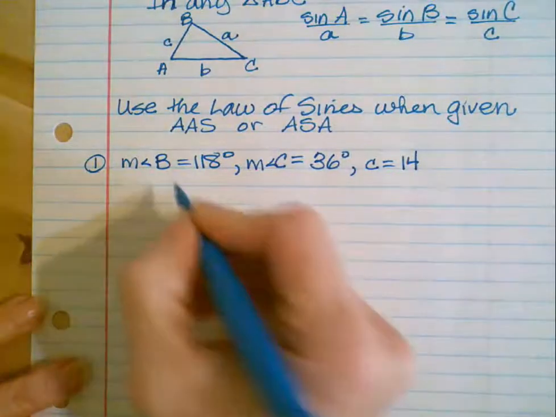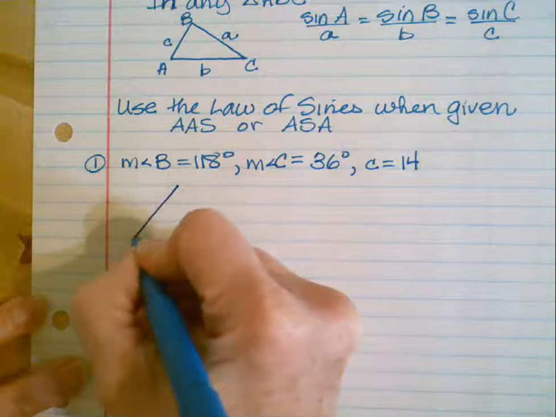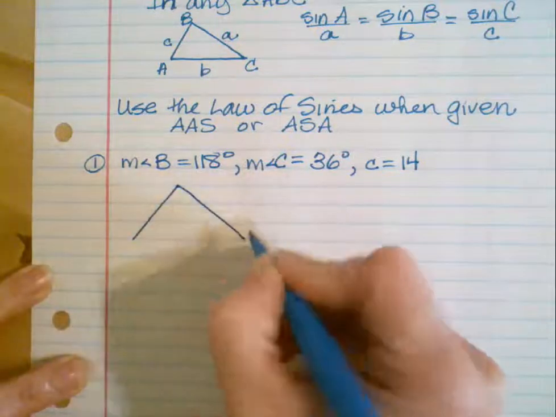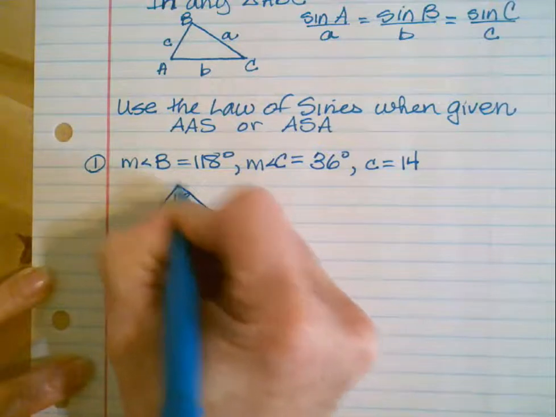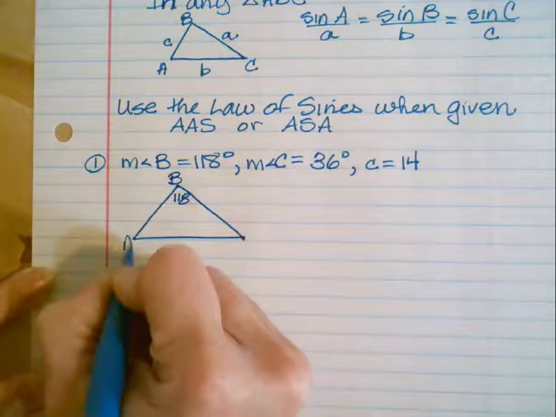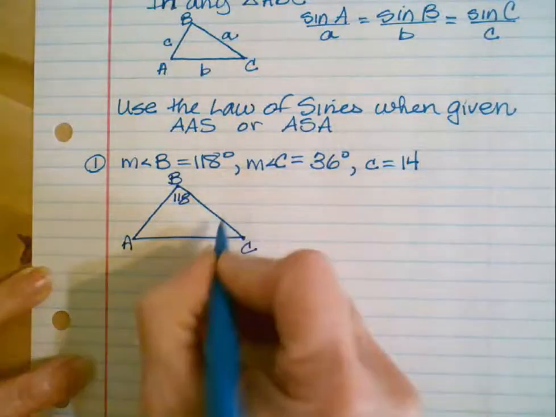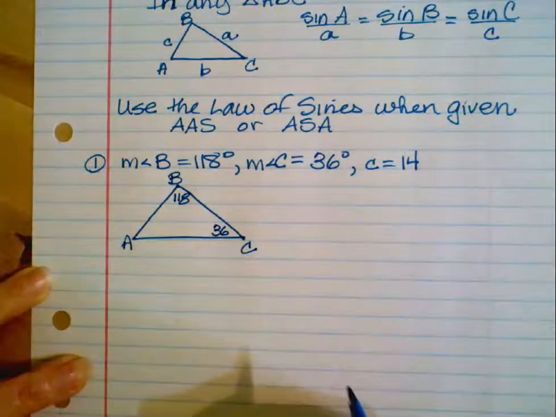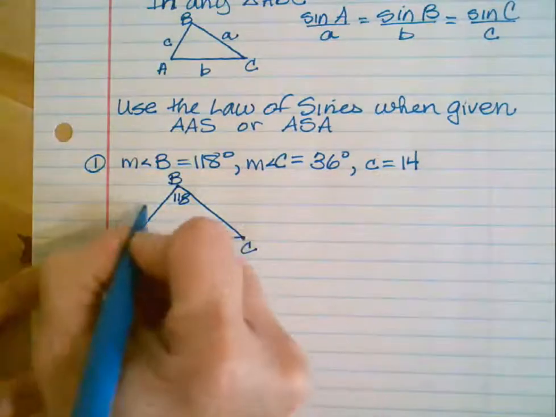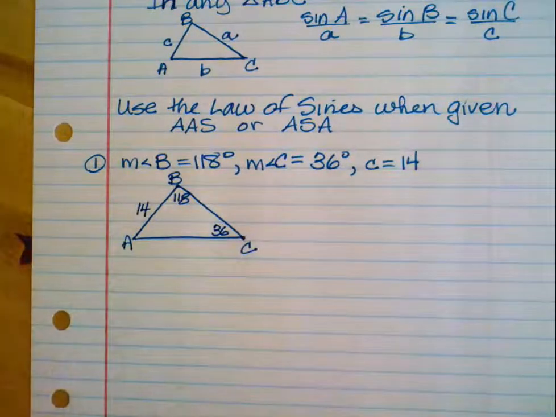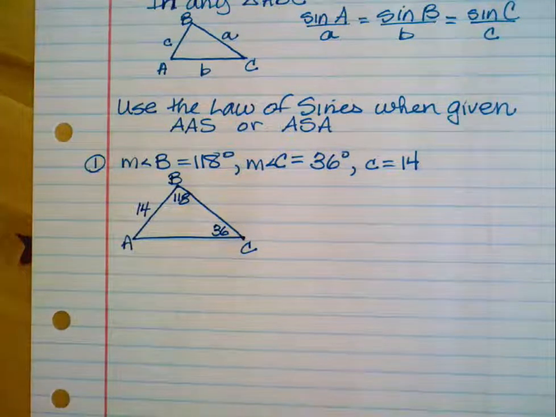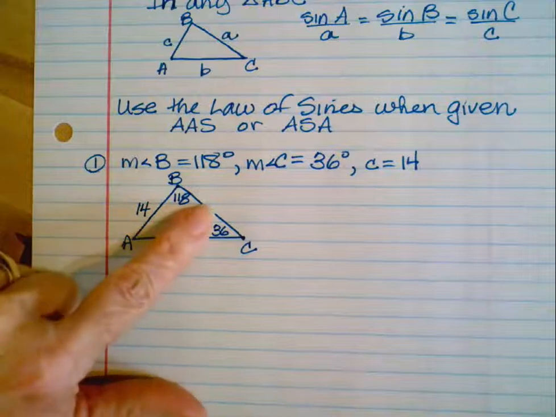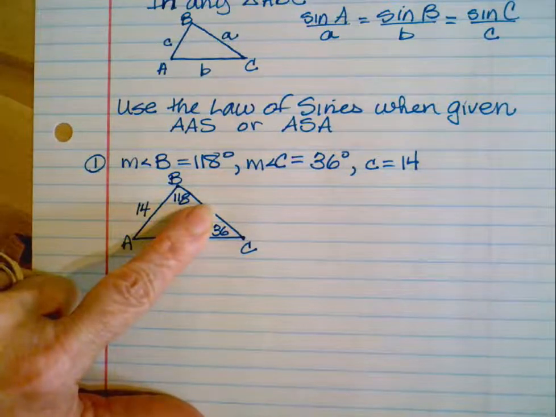So let's give ourselves just kind of a sketch to look at here. We have an obtuse angle, angle B, that measures 118 degrees. Angle C has a measure of 36 degrees, and the side opposite angle C is 14 units long. And we can see in this case that this is an example of angle-angle-side, where the side is not between the two angles. If it were in this position, side BC, that would be an angle-side-angle situation.